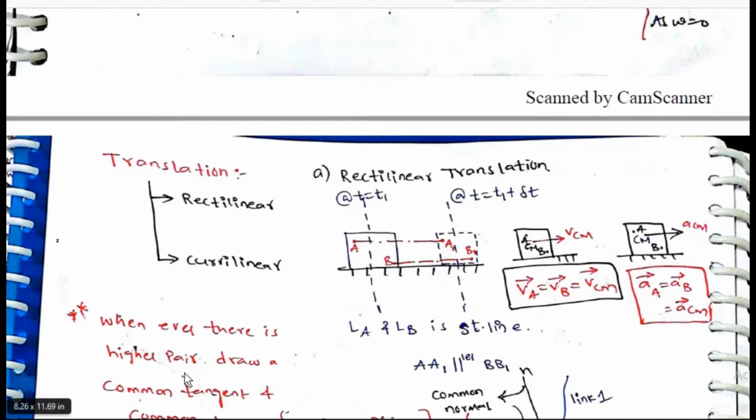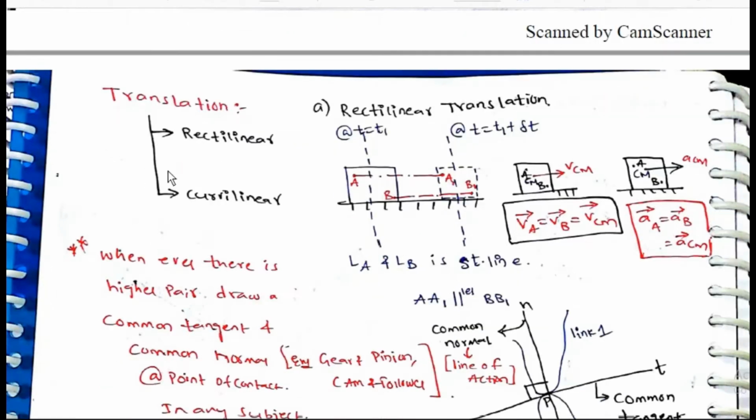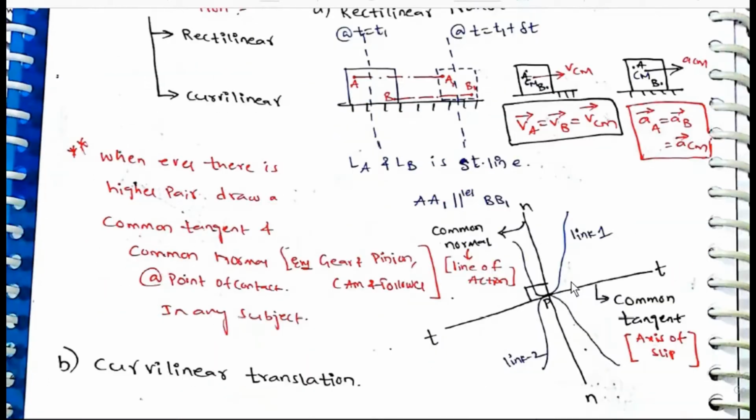Translation: rectilinear plus curvilinear. Rectilinear translation: AB is a straight line. At time T equal to T1, the line is AB, and at T1 plus delta T it moves to A dash B dash. VA bar is equal to VB bar is equal to VCM bar. AA bar is equal to AB bar is equal to ACM bar.